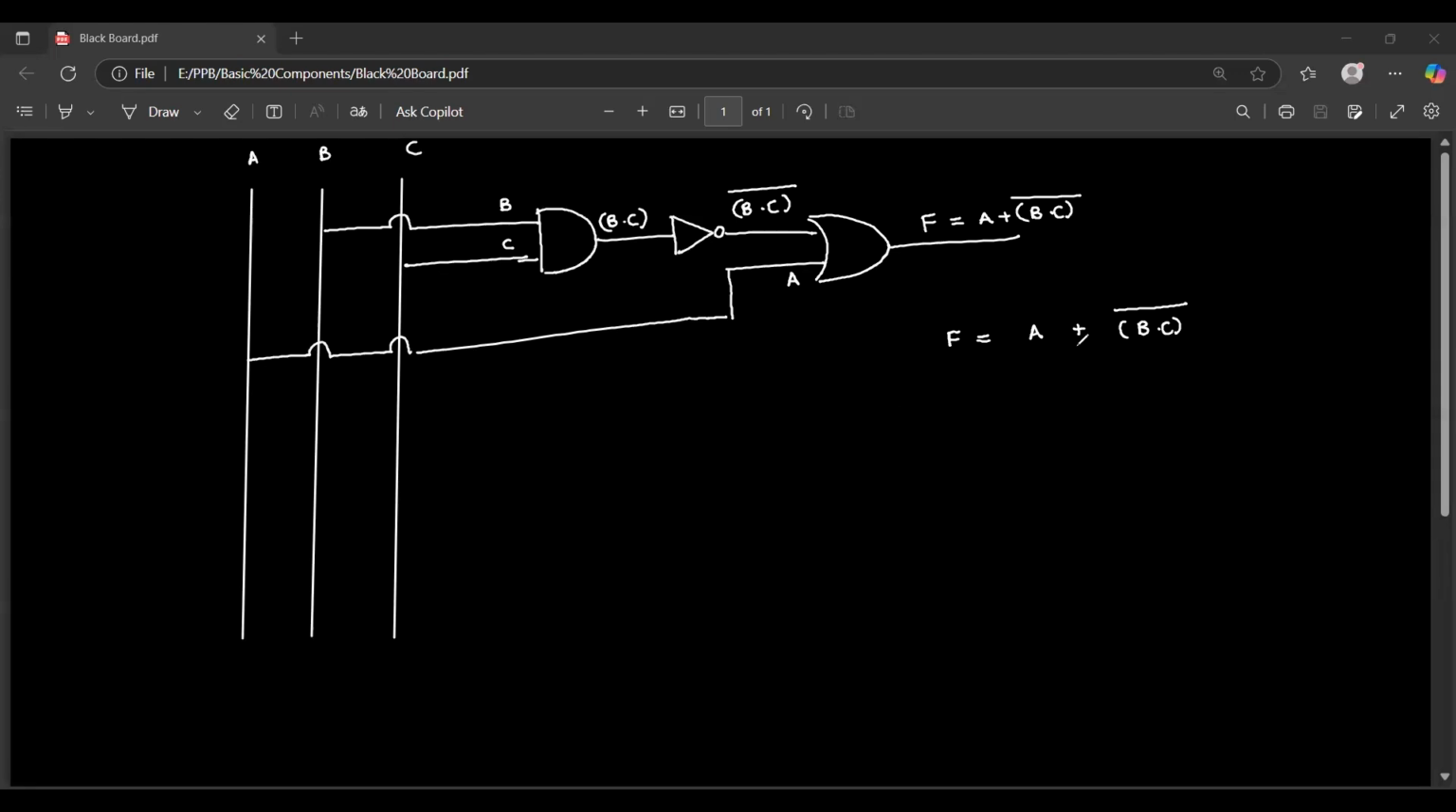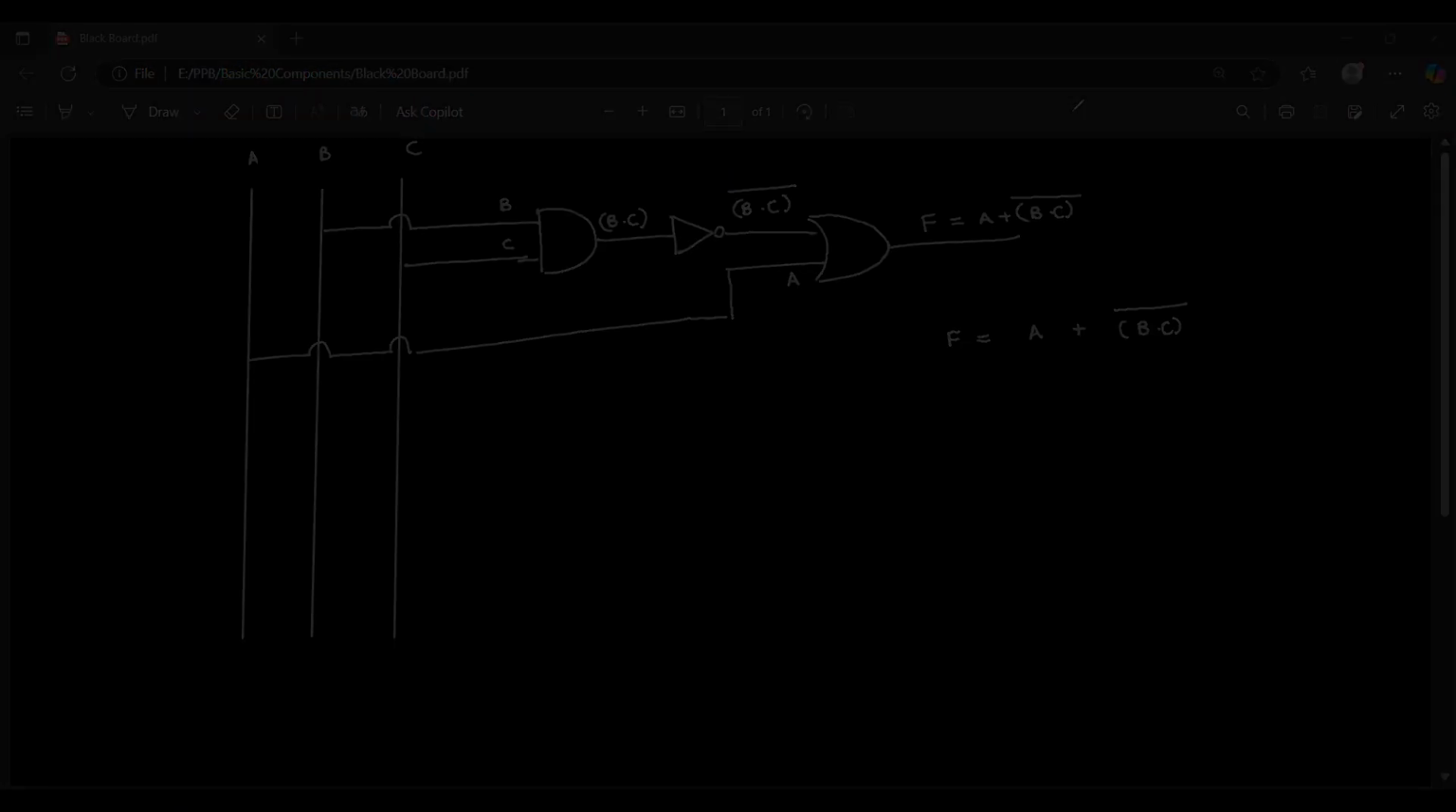What I want you to do for today's lesson is make some random circuits by yourself, using all the gates that we have studied: the basic gates AND, OR, NOT, and then the advanced gates NAND, NOR, and XOR, XNOR. Use them, and then find the expression. Once you do this multiple times, you will be able to draw by yourself. And that's what we are going to look at in tomorrow's video. So definitely stay tuned.